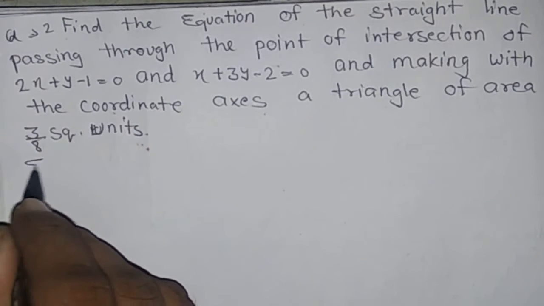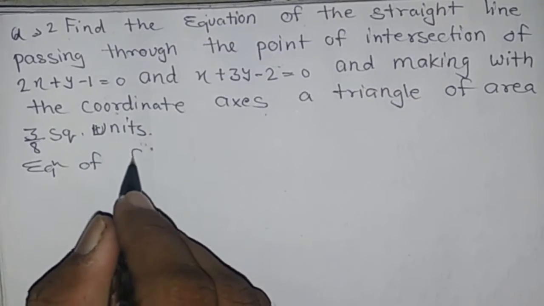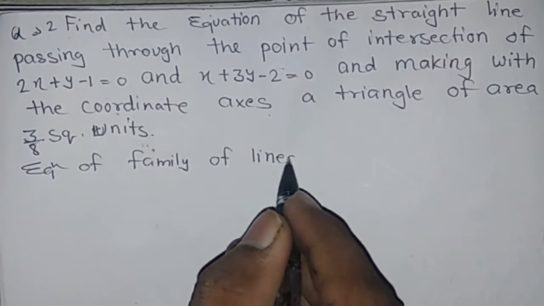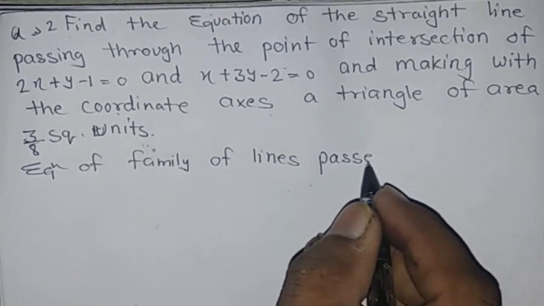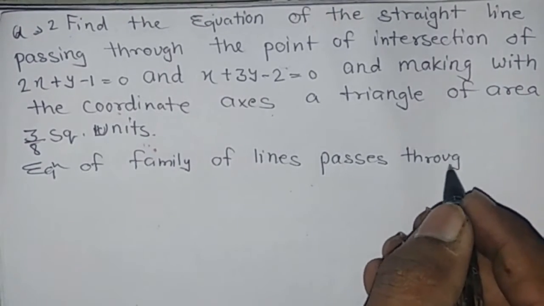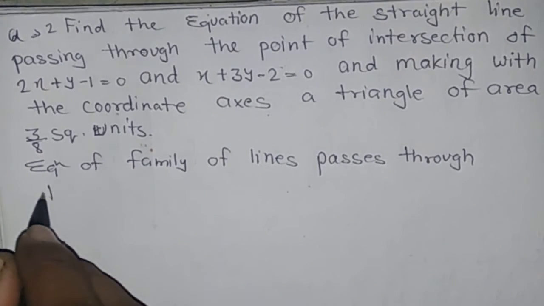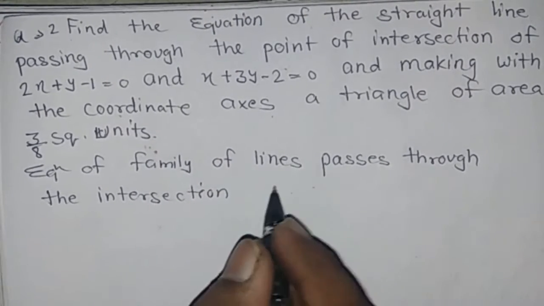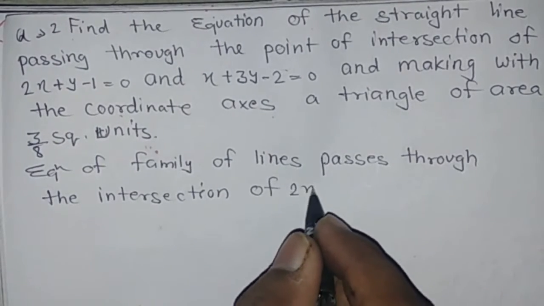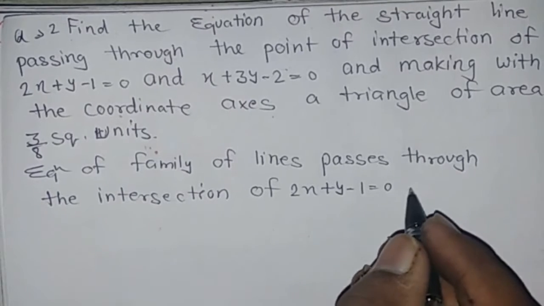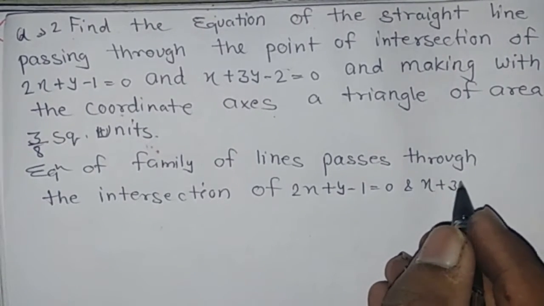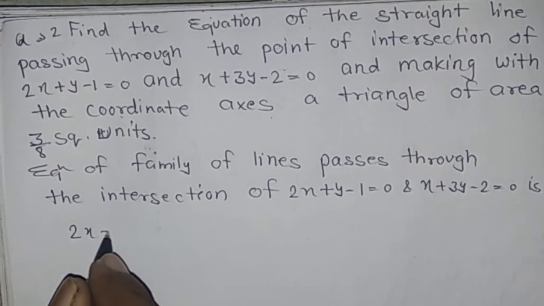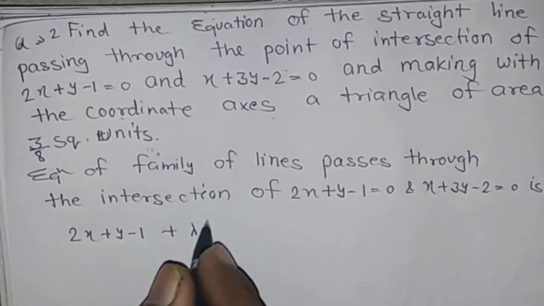Now, the equation of the family of lines which passes through the intersection of 2x plus y minus 1 equal 0 and x plus 3y minus 2 equal 0 is first line L1 plus lambda L2.